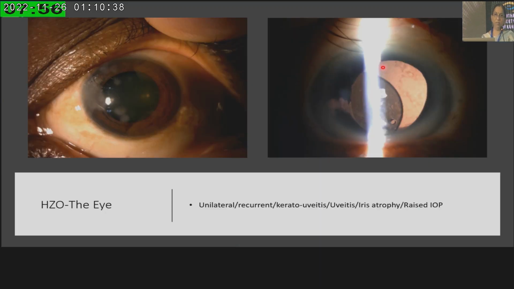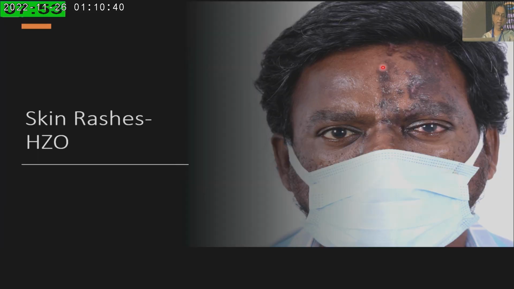But sometimes the ocular inflammation can happen either concurrently with active exanthem, or it can happen many months or years later when the scars have resolved. And you may not be able to see the scars very clearly. So any patient who is coming with unilateral recurrent keratitis, keratouveitis or uveitis, particularly when associated with sectoral iris atrophy and increased IOP, you should look for and ask for past history of herpes zoster.